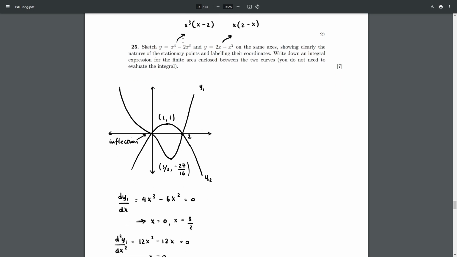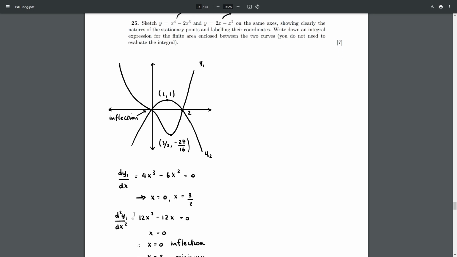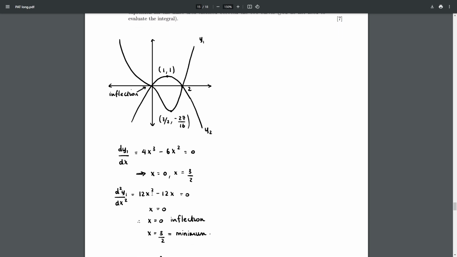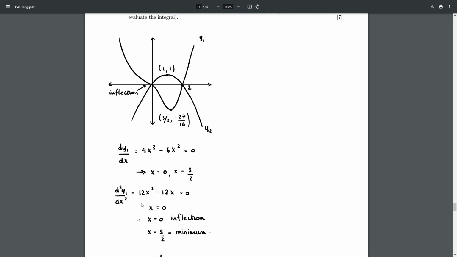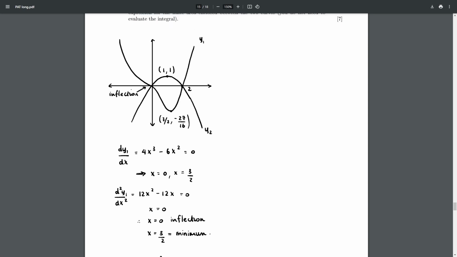So, firstly, if we look at this first curve, we take the derivative. We call this first curve y1, and we find that the derivative is 0 at x equals 0 and x equals 3 over 2. Then our second derivative tells us that when x equals 0, the second derivative is 0, so x equals 0 is an inflection. And when x equals 3 over 2, we're going to get a minimum point, as our second derivative is going to be positive. So now we know that this 3 over 2 is going to be a minimum, and this 0, 0 is going to be an inflection.